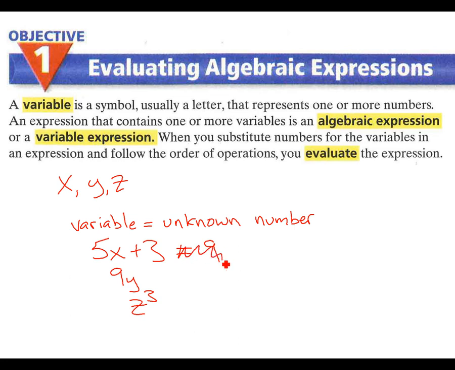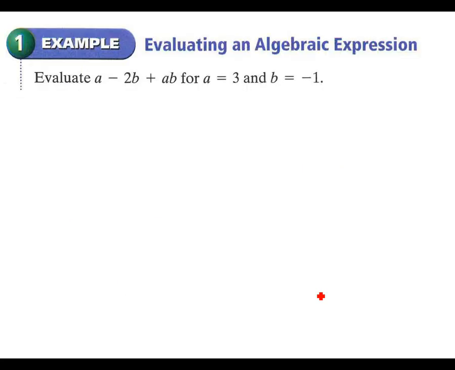These are all expressions. And then when you substitute numbers in and you figure out what the numbers are for your variables, then you are evaluating the expression. So if we said 5x plus 3, and we know that x equals 2, then we're going to evaluate this and say, oh, instead of x, now we know that x is 2. And we plug it in, and we can figure it out from there. So that's evaluating the expression, when you plug in numbers for your variables.